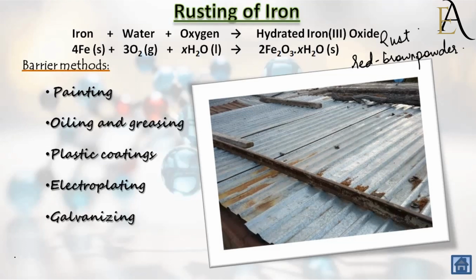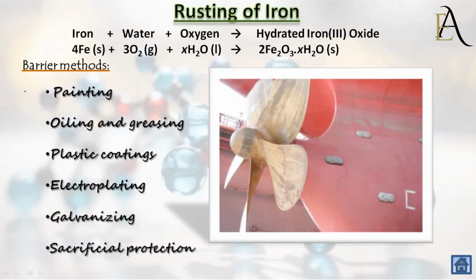This is being used in sacrificial protection. Here blocks of a reactive metal are attached to the iron surface, like zinc or magnesium blocks are attached to oil rigs and hulls of ships. These are blocks of either zinc or magnesium. They are attached to the iron body of the ship.